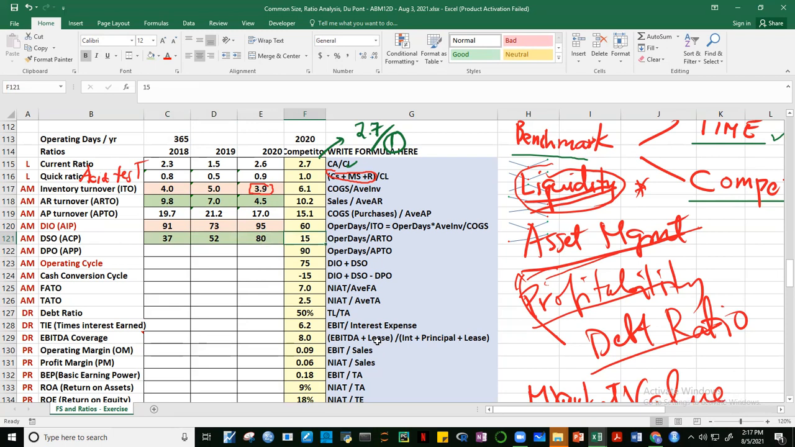Competitor, 15 days. O, paano natin tatalunin yan, guys? In 15 days, from sales, nakolekta na nila. Tayo from sales, 80 days muna bago makolekta.